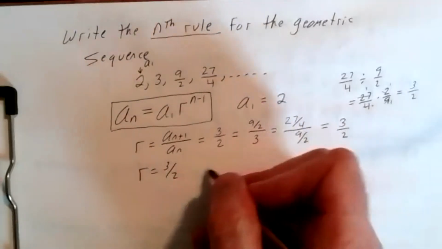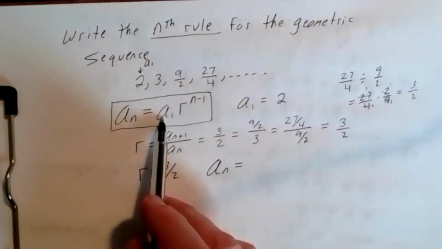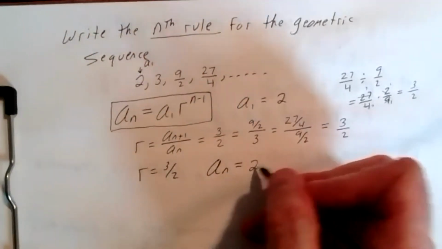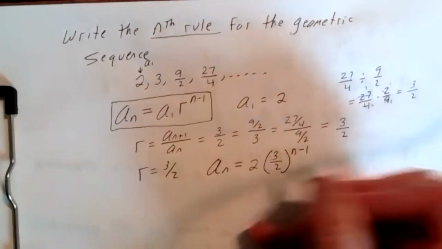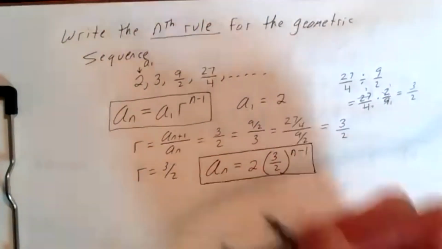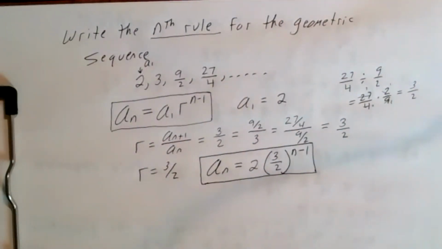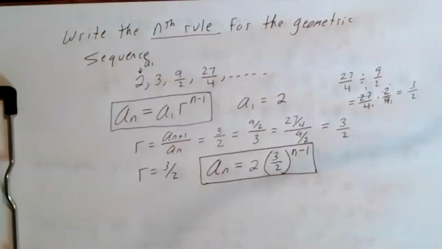Therefore, the nth rule for this geometric sequence is very easy to write. A sub n is equal to your first term, which is 2, times your common ratio, which is 3/2, raised to the n minus 1 power. Done with problem. We have written the nth rule for that geometric sequence. Does that make sense? That would be the nth rule that would generate any term of this infinite geometric sequence. Any term.